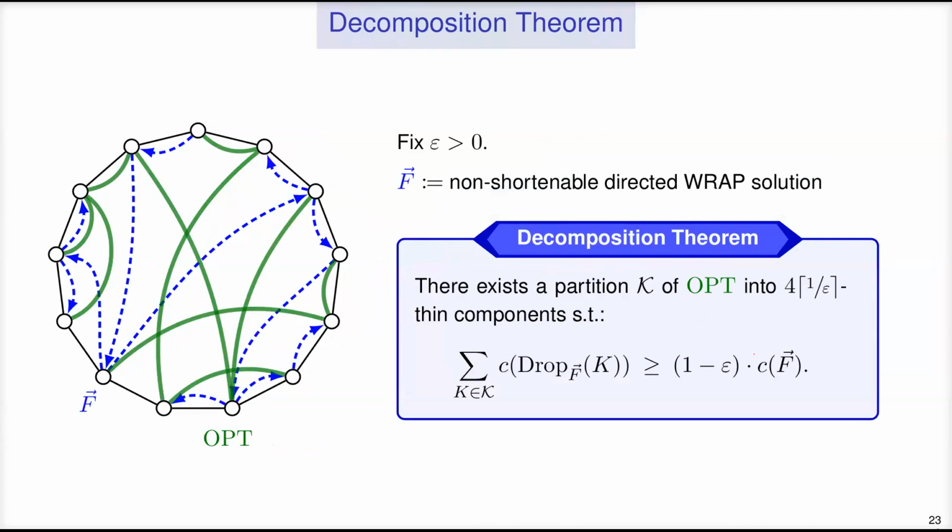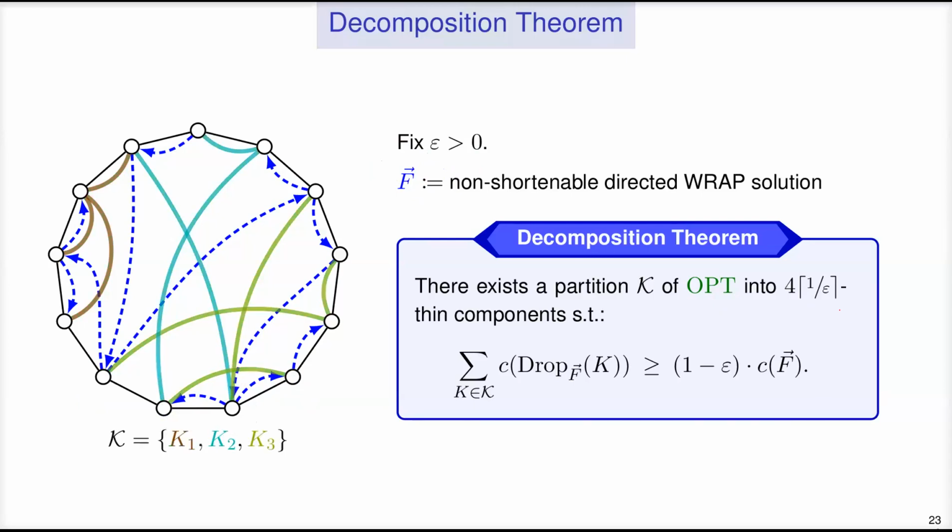However, we still have to show that as long as we have a bad solution, there actually exists a good link set to add that will make progress. And this leads to the decomposition theorem. The decomposition theorem says that for any solution, let's look at an optimal undirected solution, shown here in green, and any non-shortenable directed solution F arrow and any fixed constant epsilon, there exists a partition of OPT into constant-thin components. The constant depends on the epsilon, such that the following holds.